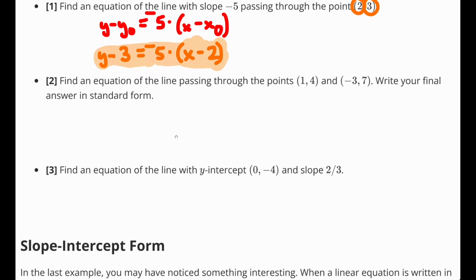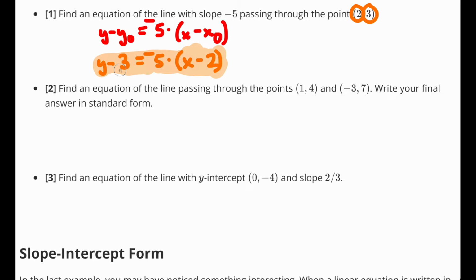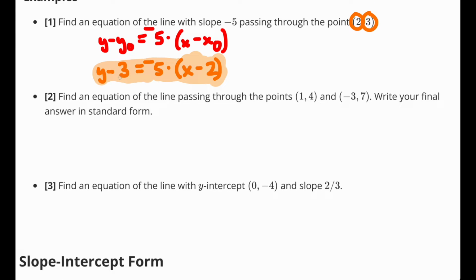All right, number 2, it says find an equation of a line passing through those points, write the answer in standard form. So one thing that I want you to notice, the difference between number 1 and number 2, is number 1 gives you the slope. It says the slope is -5. Number 2 does not give you any slope, which means you have to figure out what that slope is first, and then you can use this to find the answer. It does say find the equation of a line, and then it says write your final answer in standard form. So we are going to have to put that in standard form at the end. We are going to want to try to remember that.